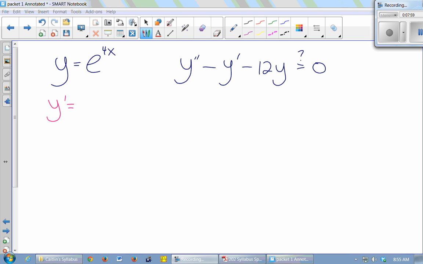Yeah, 4e to the 4x. The derivative of e to some stuff is e to the stuff times the derivative of the stuff, right? The derivative of 4x is 4.